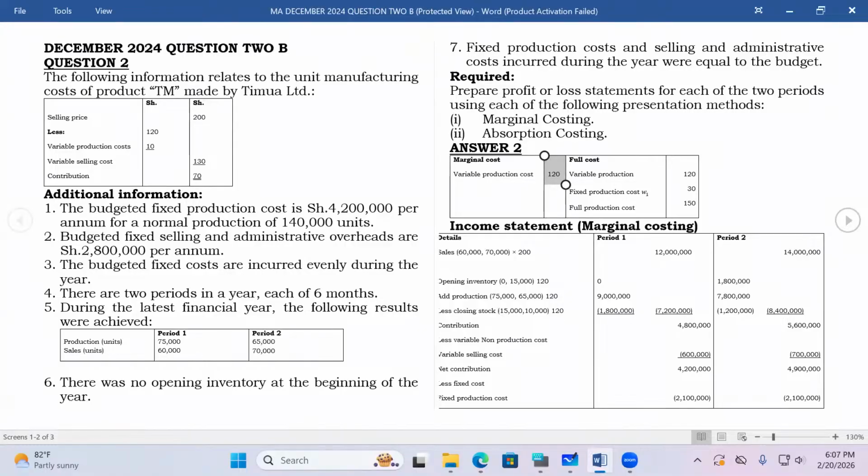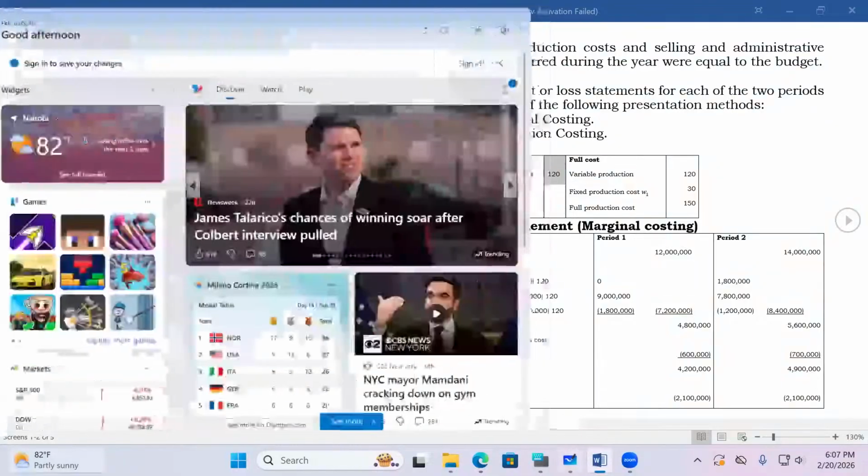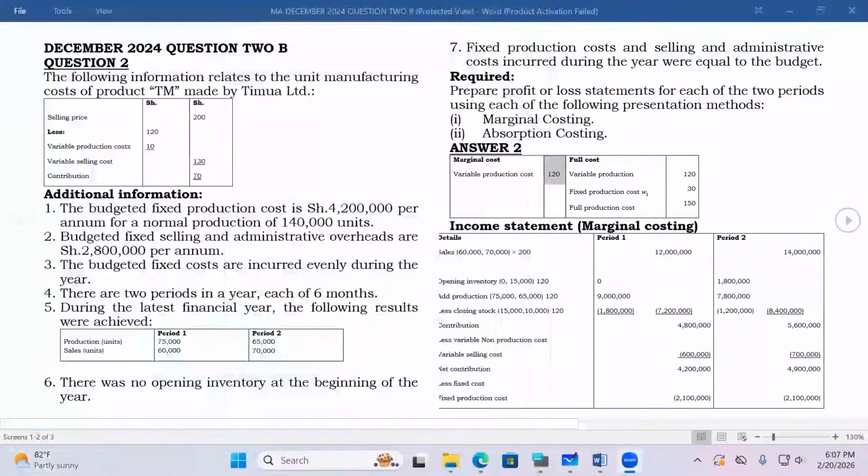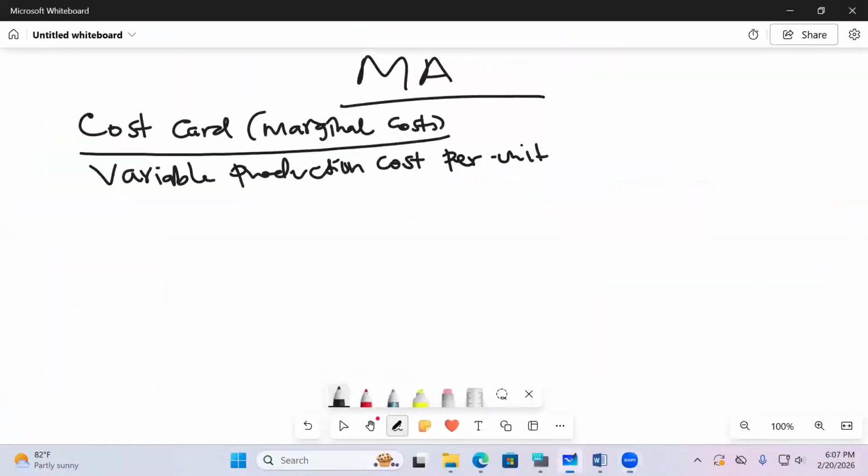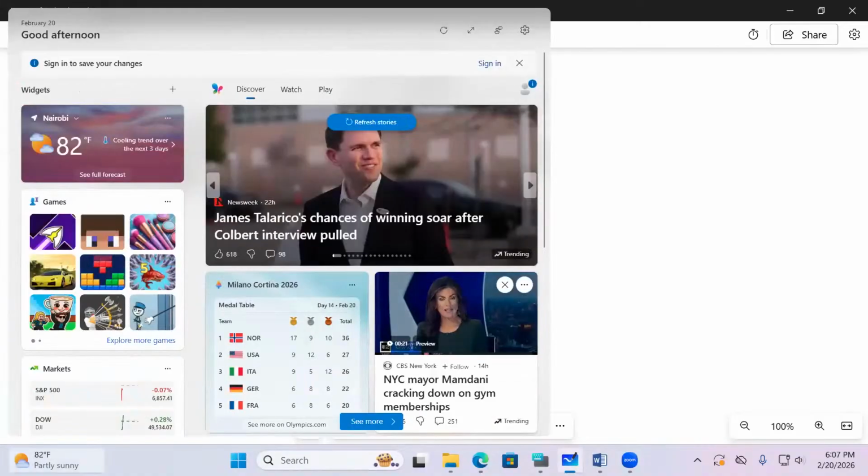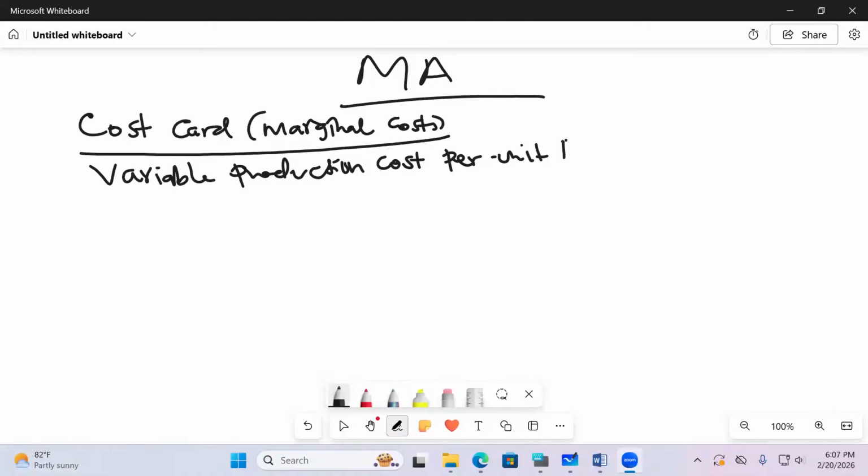It's 120. So the variable production cost is 120. The variable production cost here is 120. Yeah, so variable production cost in this case is 120. So we have here 120.